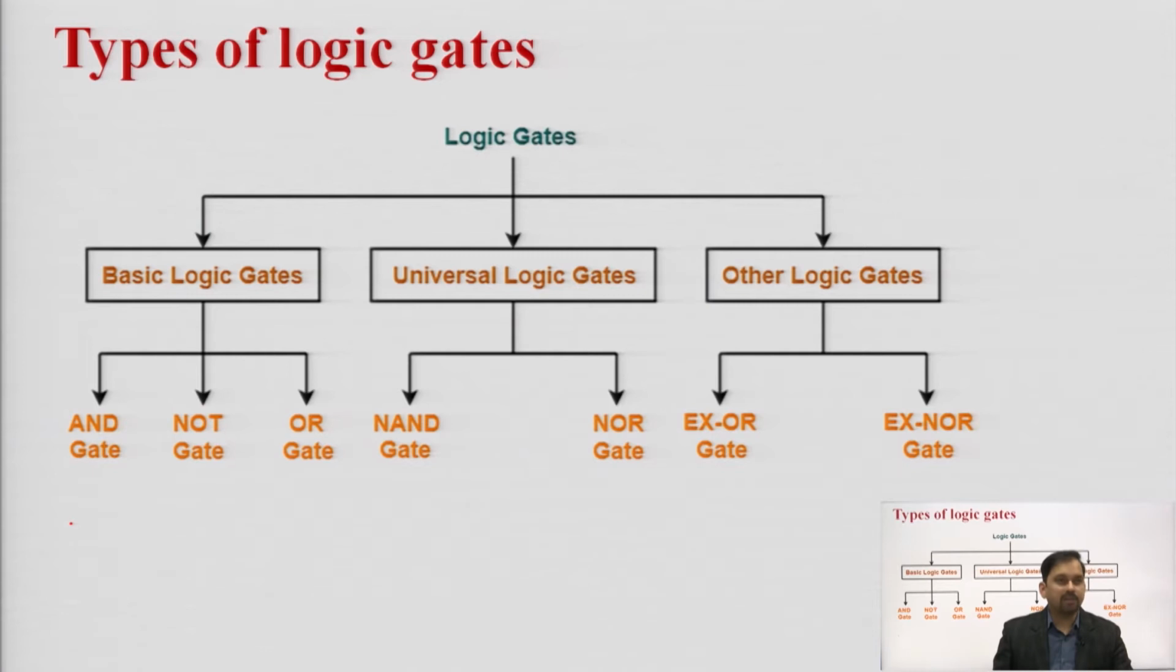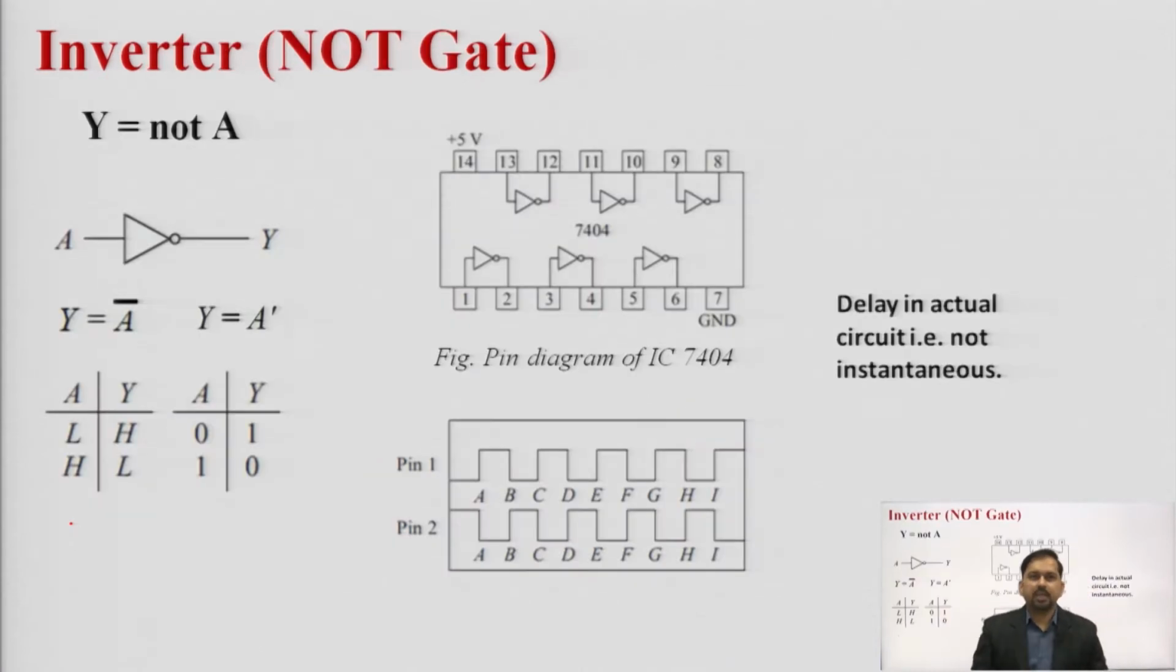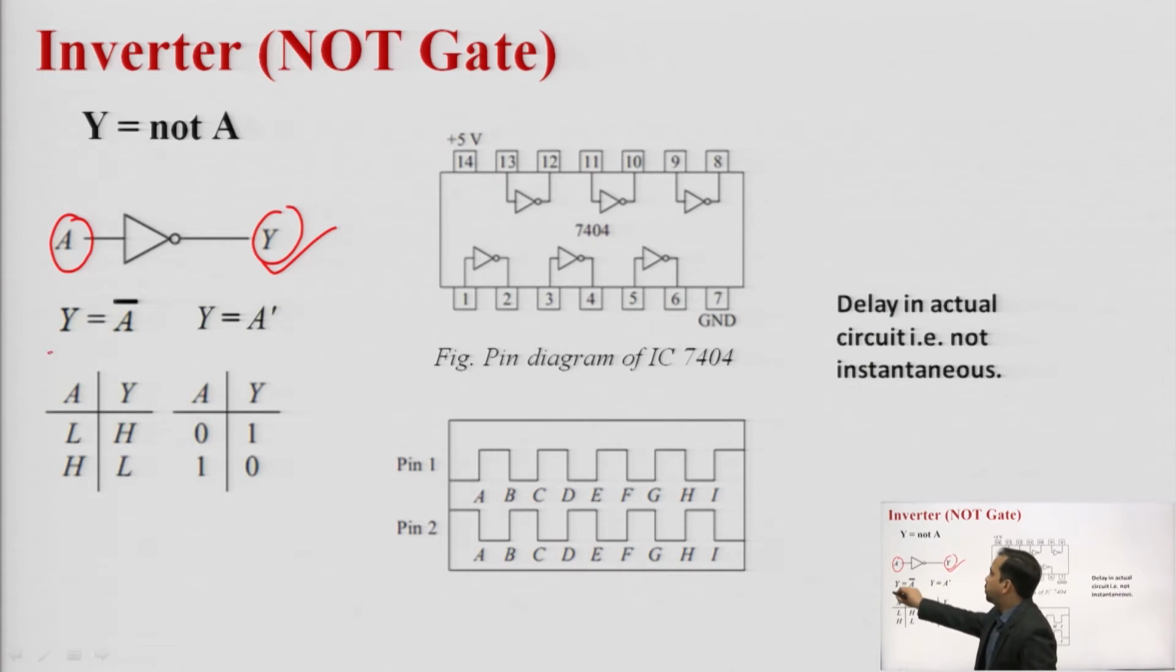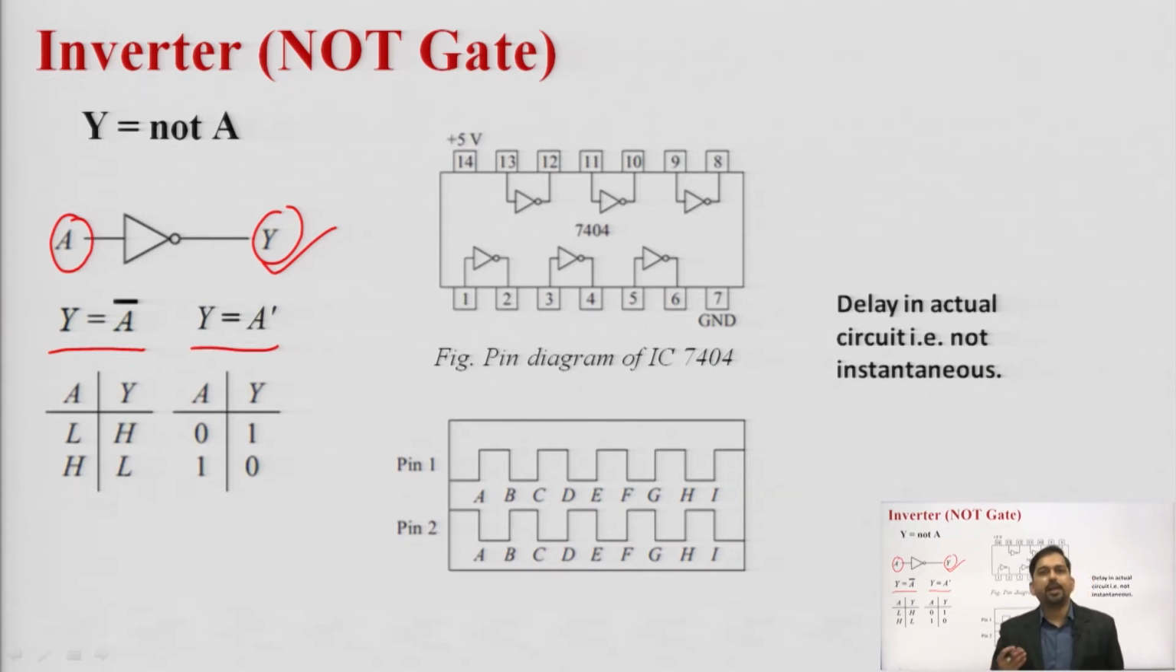First of all, we'll start with the basic gates. In basic gates we have the NOT gate, which is also the inverter. The representation for this NOT gate is a triangle with a bubble. If we are providing A as the input, then we have output Y. Y equals A bar, meaning A complement, or Y equals A dash. Both the representations are the same. Both show that the output has a complement relationship, Y equals A bar.